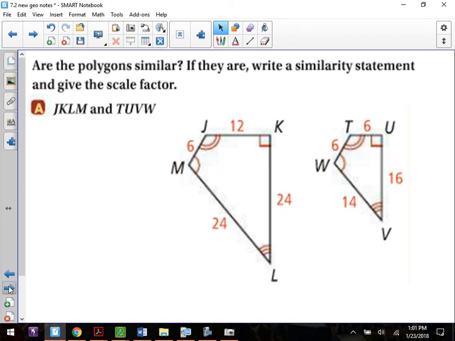What's that? That is flipped. Wait, no. Oh, that's right. Yeah, it does.